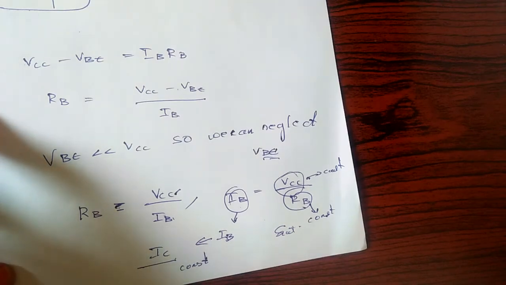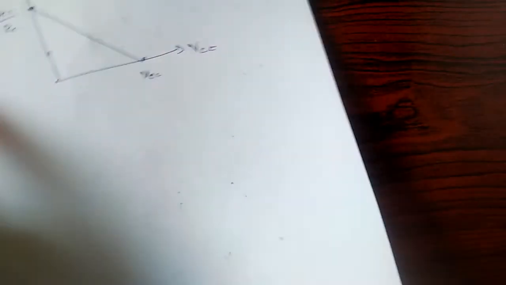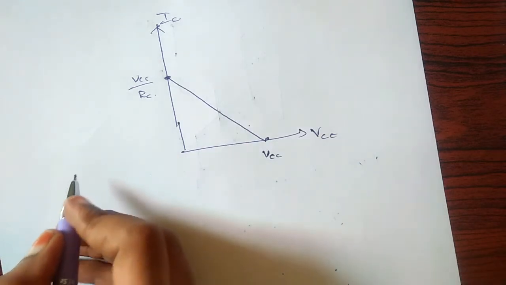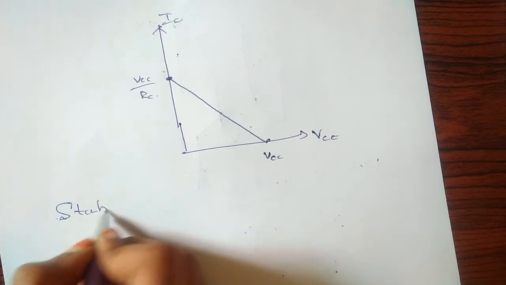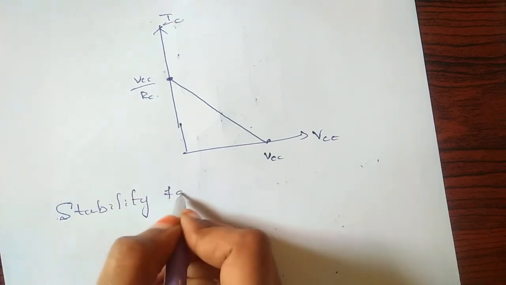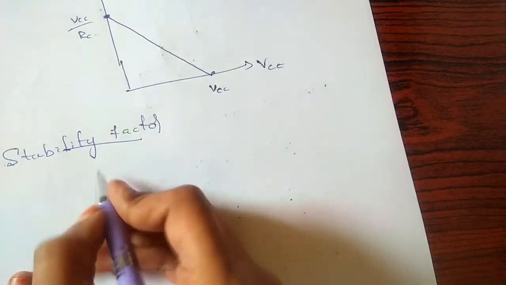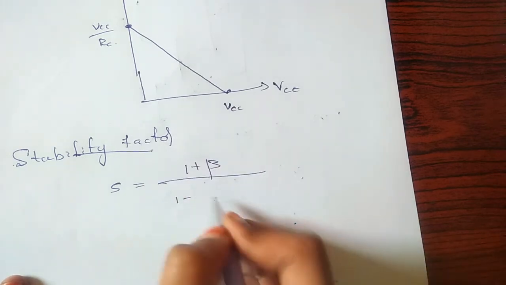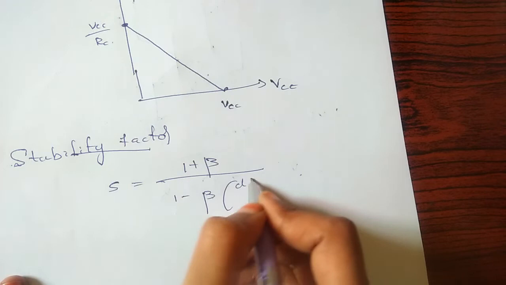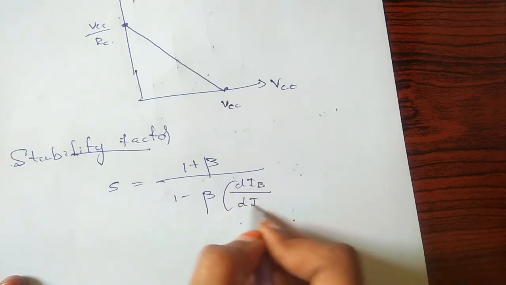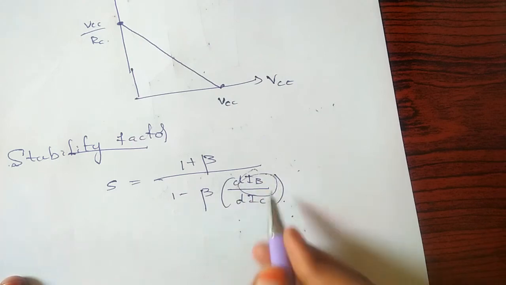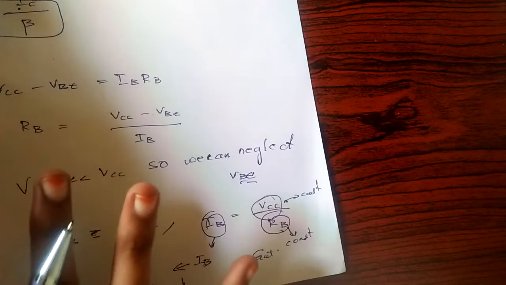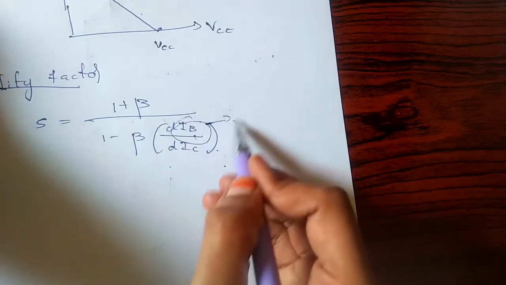So this is about fixed bias. Let's look at its stability factor. We know that generally the stability factor S is equal to 1 plus beta by 1 minus beta dIB by dIC, as IB is independent of IC. So IB is independent of IC, then it is constant.